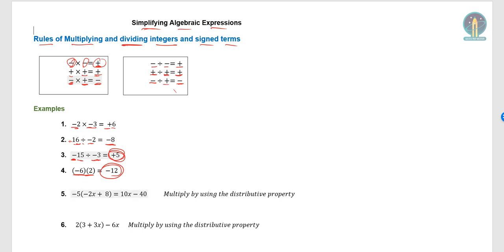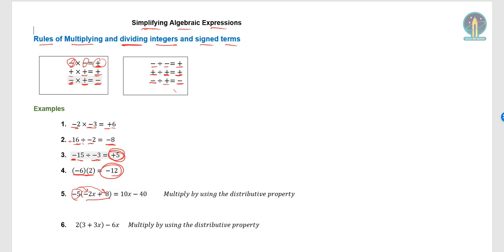Minus 5, parentheses, minus 2x plus 8 inside the parentheses. And in this case, we would want to use the distributive property, okay, like we discussed in a previous concept. So what that means is I'm going to take the negative 5 and I'm going to distribute it to each of the two terms in the parentheses. So what is that going to give me?